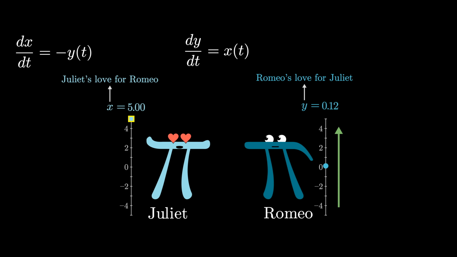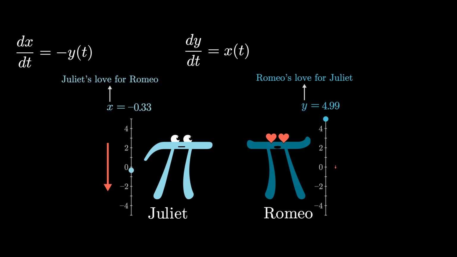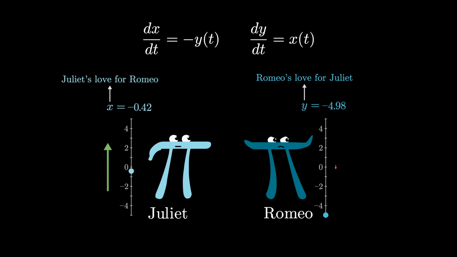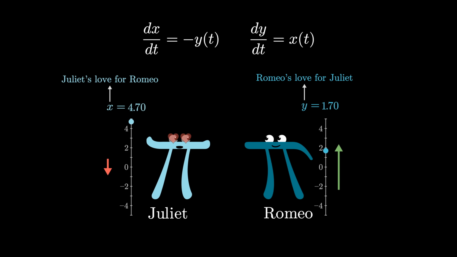Of course, neither one of these numbers is holding still. As Romeo's love increases in response to Juliet, her equation continues to apply and drives her love down. Both of these equations always apply, from each infinitesimal point in time to the next, so every slight change to one value immediately influences the rate of change of the other.